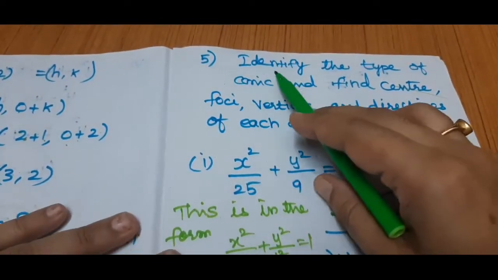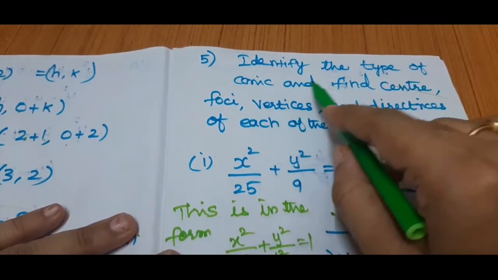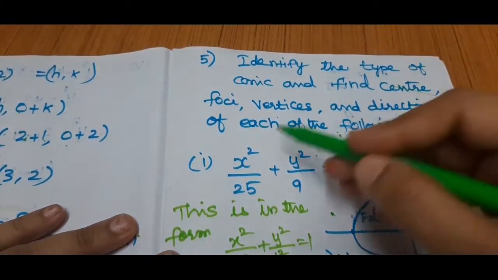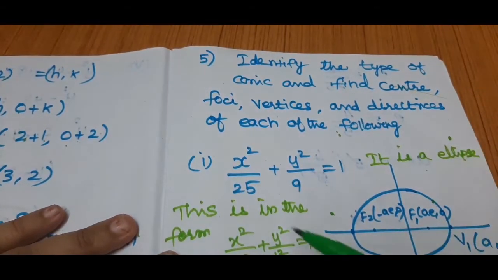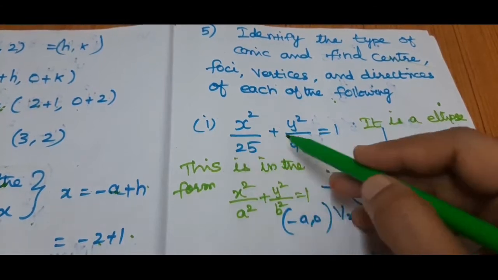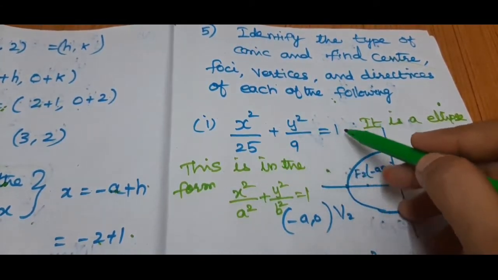The fifth problem is: identify the type of the conic and find the center, foci, vertices and directrices of each of the following. So the first question is x square by 25 plus y square by 9 is equal to 1.